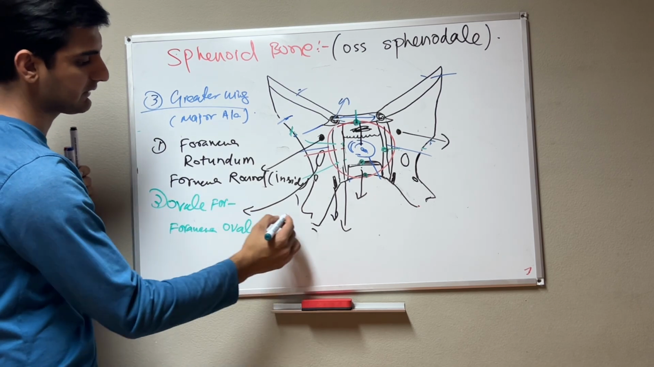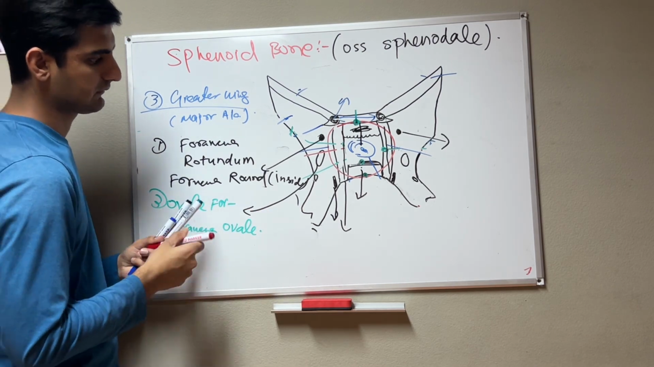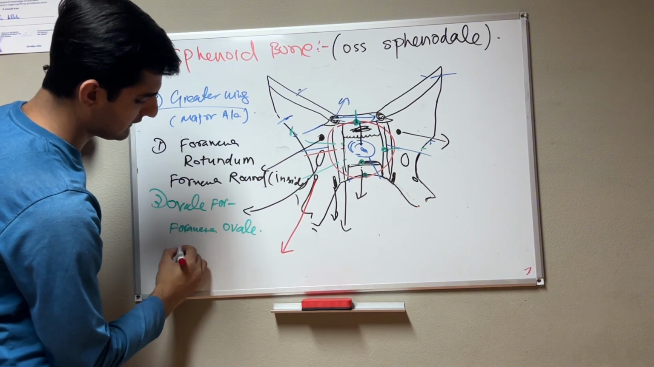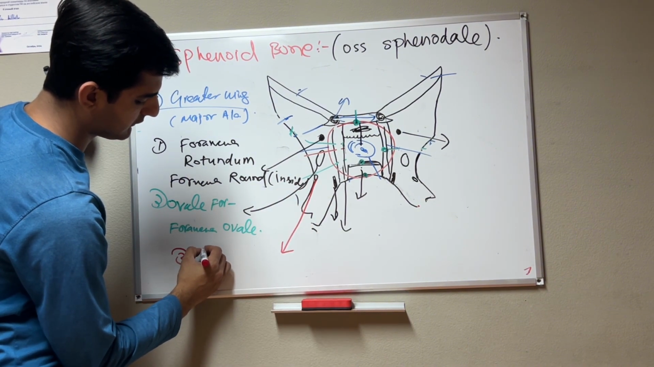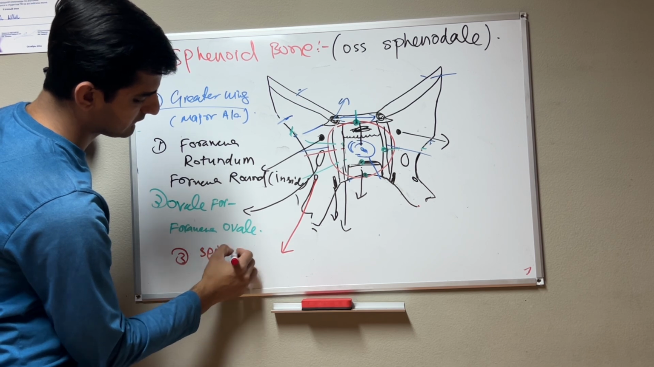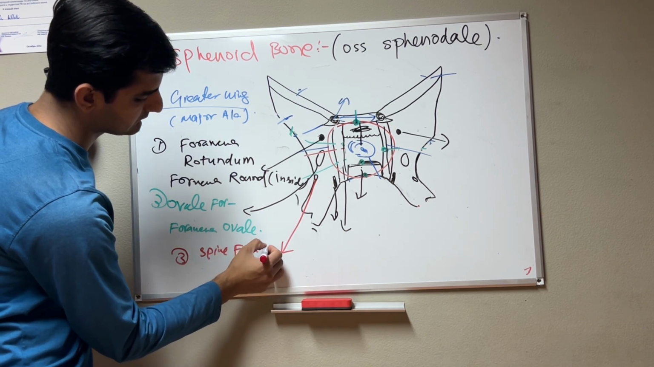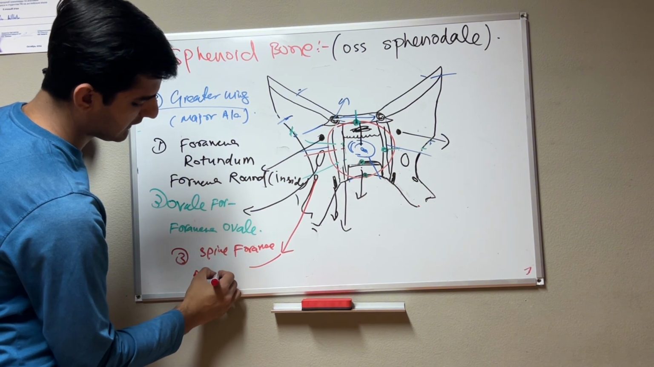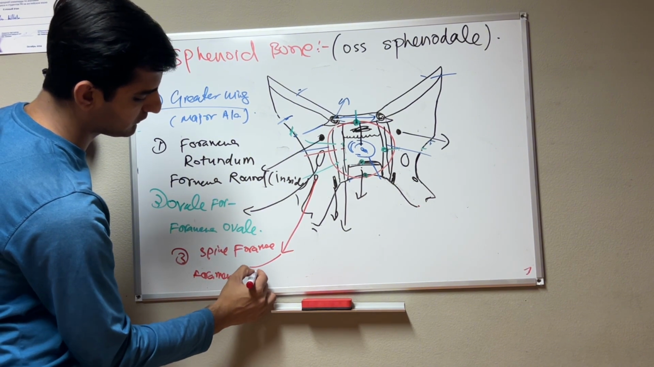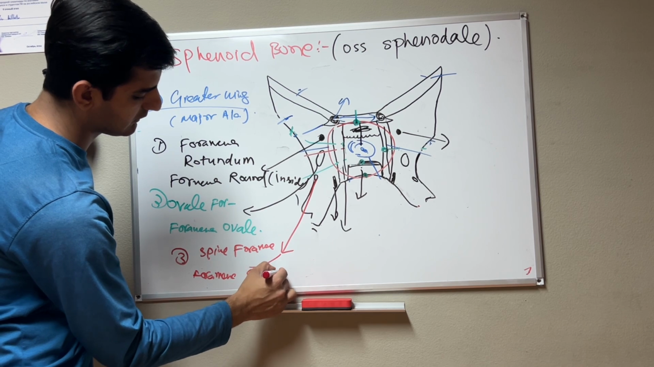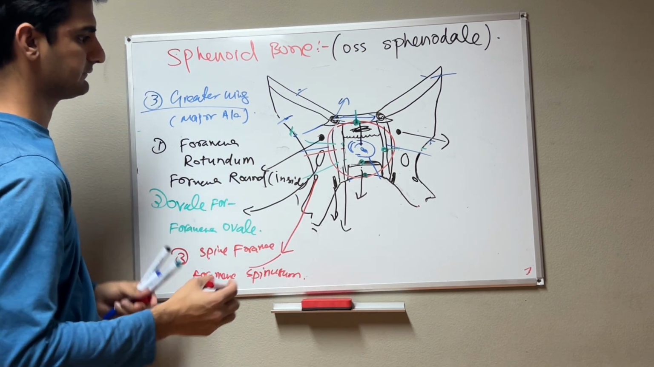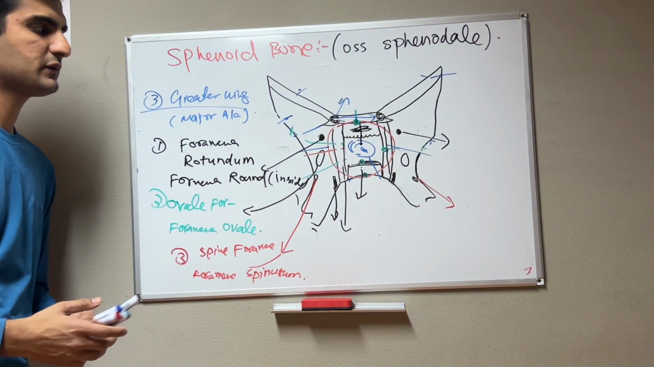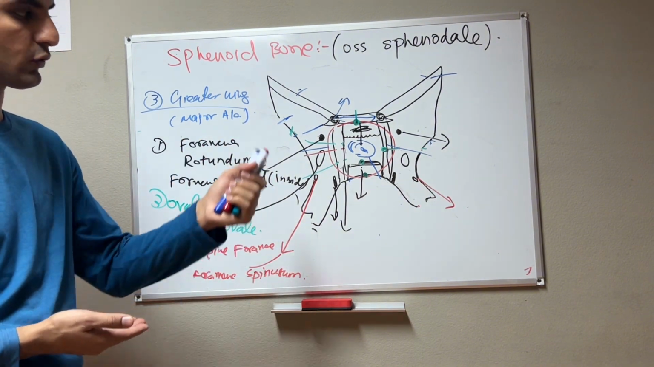The third one is near to the sphenoidal crease. The third one is the spine foramen, or foramen spinosum in Latin, on both sides. Okay, these are the three foramina which we discussed in the greater wing. They are located in the greater wing.